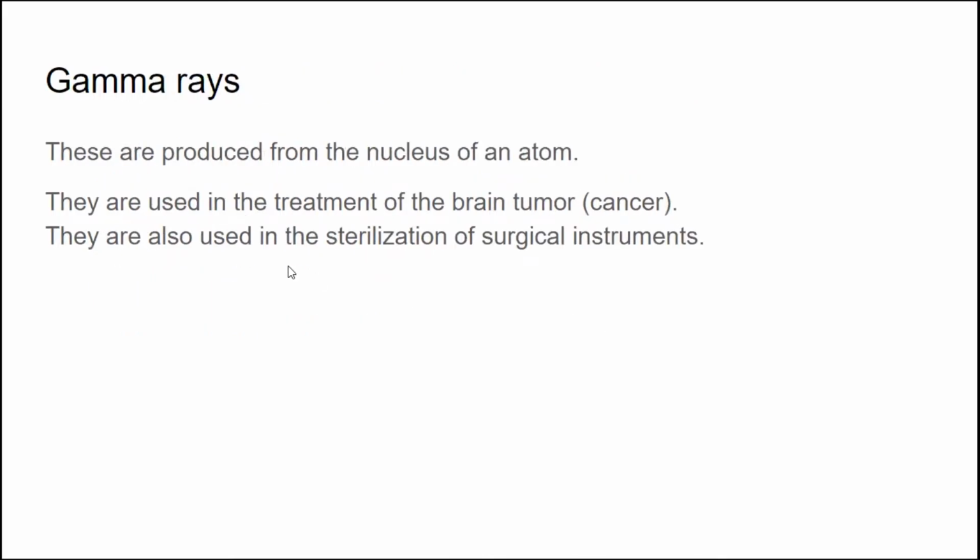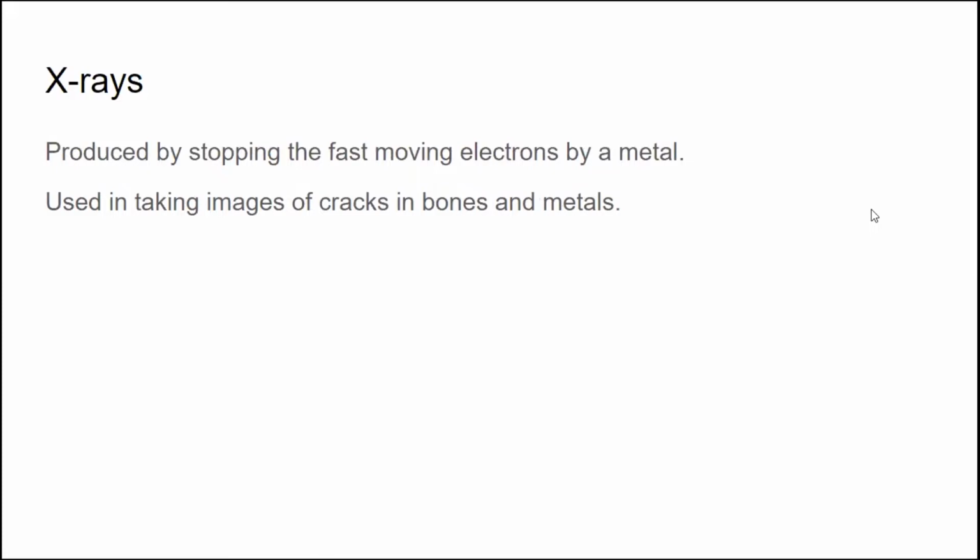So the first one is the gamma rays, and those are produced from the nucleus of an atom. They are used in the treatment of cancer. They're used to kill cancer cells and in the sterilization of surgical instruments. X-rays are produced by stopping fast-moving electrons with a metal, and they're used in taking images of cracks in bones and metals.